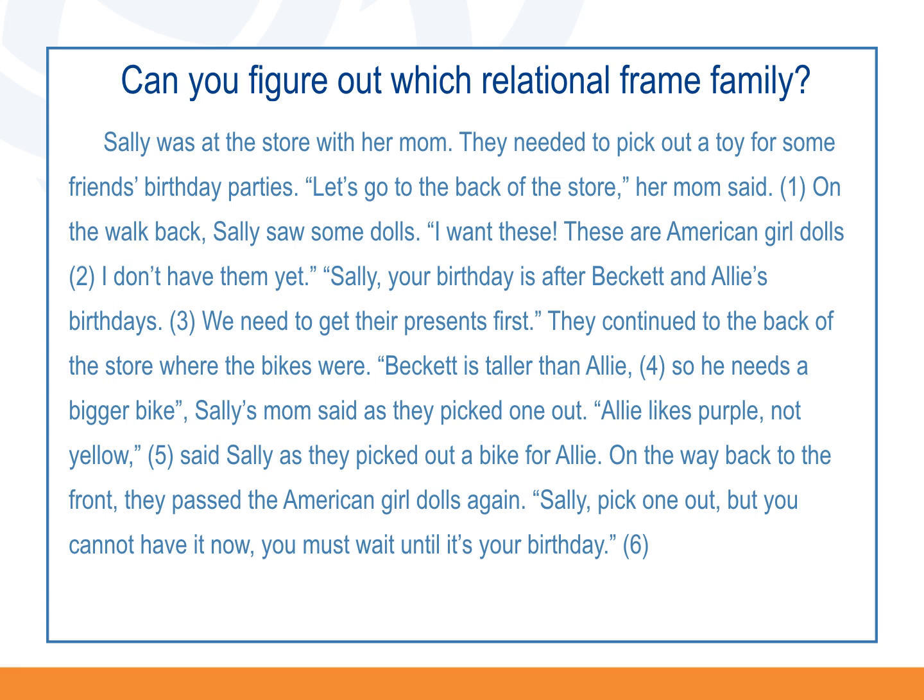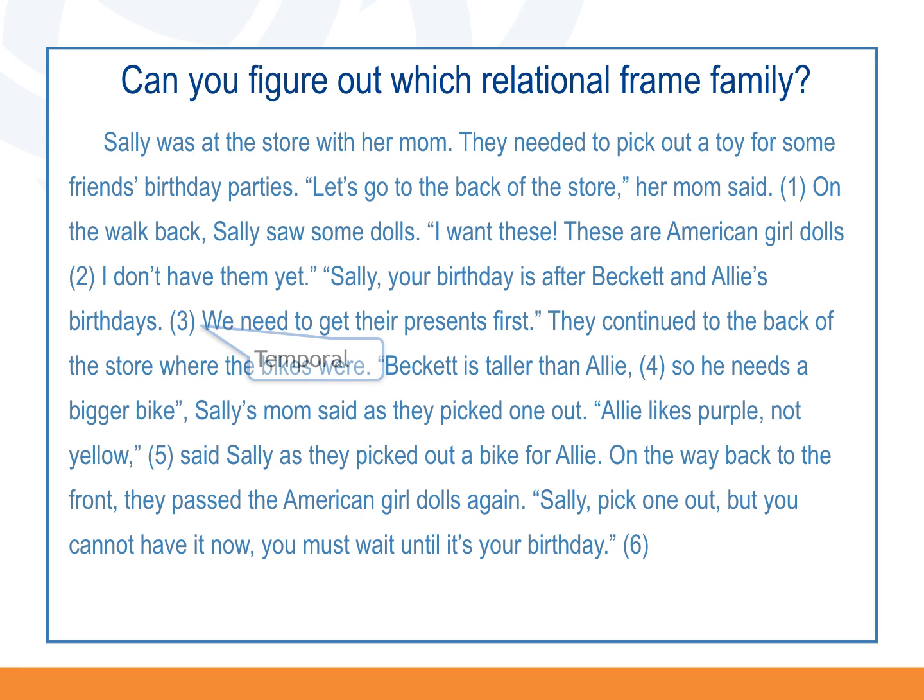"Sally, your birthday is after Beckett and Allie's birthdays. We need to get their presents first." How about that one? That'd be your temporal, so that's your time before and after. So if your birthday's after theirs, therefore theirs comes before yours. You could potentially look at the dialectic since it has the "your" in there, but temporal is really the main component of this one.